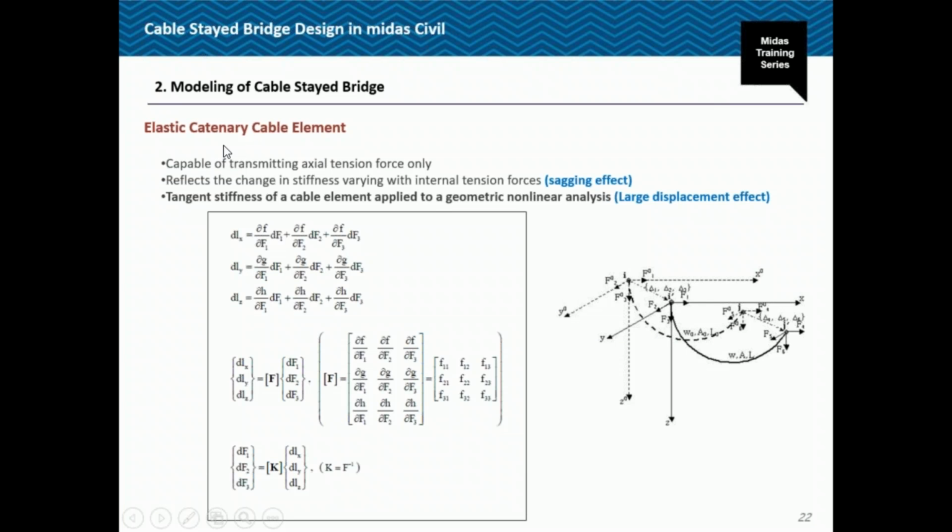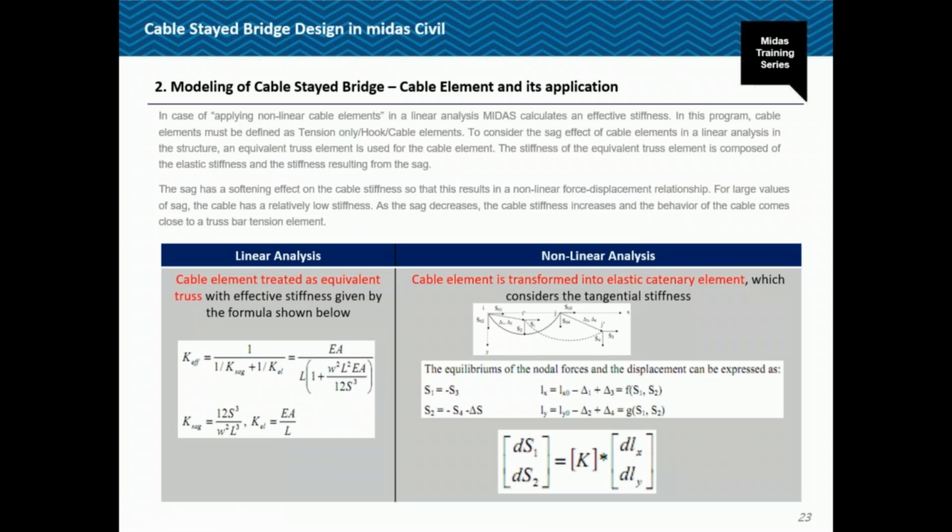Coming to the exact catenary cable element, when you're performing the large displacement analysis, the program converts the cable element to this catenary cable element, where the geometric stiffness is also included to calculate the stiffness of the cable element. So the cable element is treated as an equivalent truss in a linear analysis, but it is converted to an exact nonlinear elastic catenary element in nonlinear analysis.